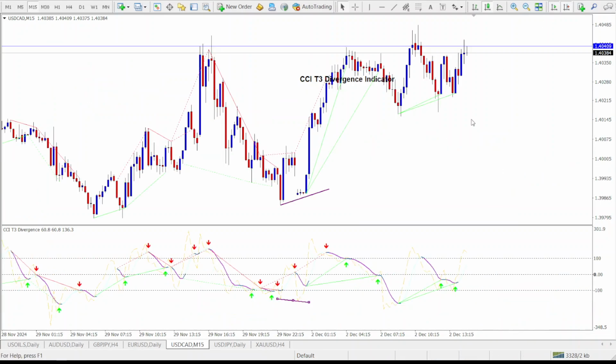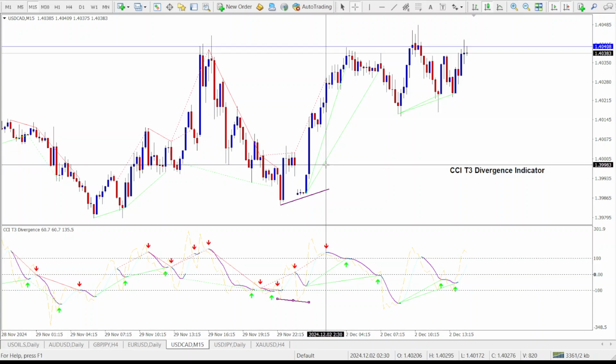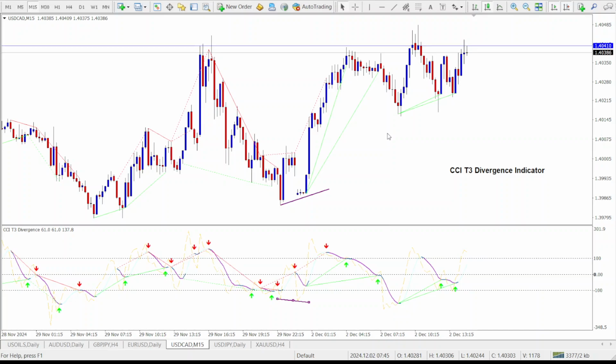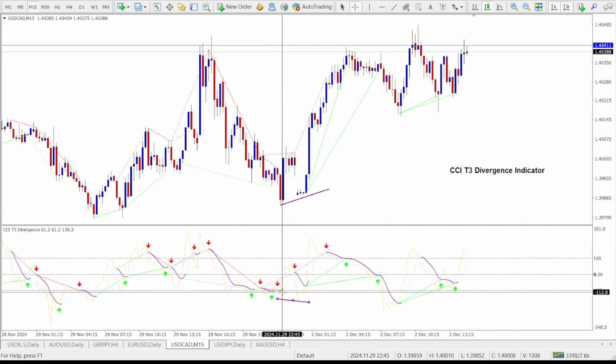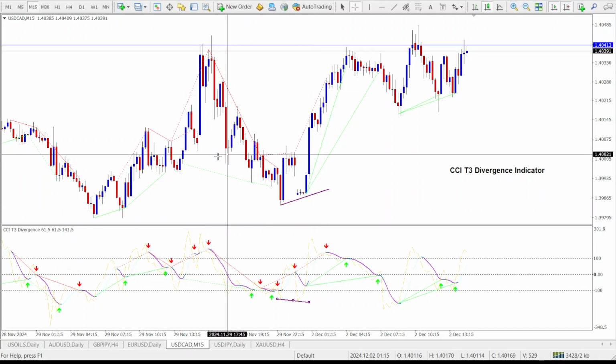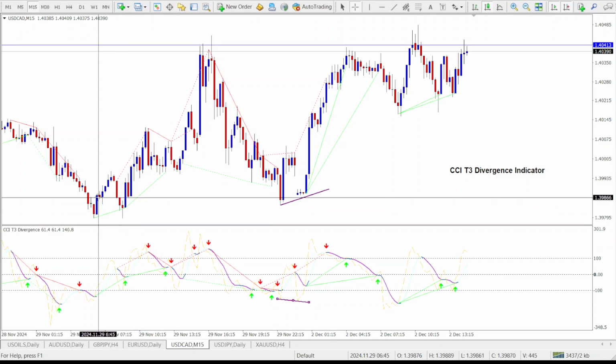Now, in addition to the divergence signals by the CCI T3 Divergence Indicator, we also have arrows form. The formation of these arrows tell us the possible price direction at that time. As we can see here, we had a bullish move, and then right after that we had a bearish move. But if you are a swing trader, I wouldn't exactly recommend using the arrows to determine your entries and exits, because you can see a lot of arrows appearing within the space of just a few candles.